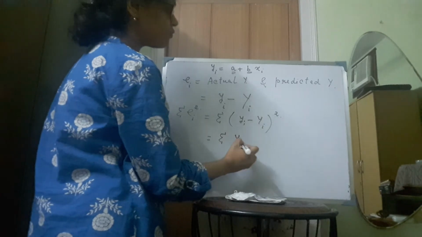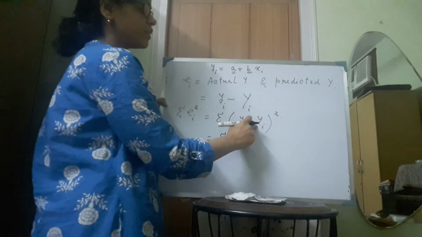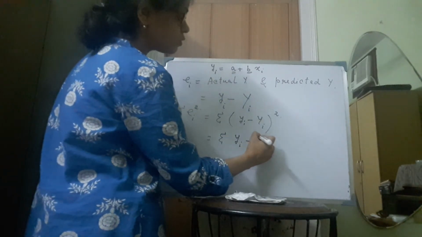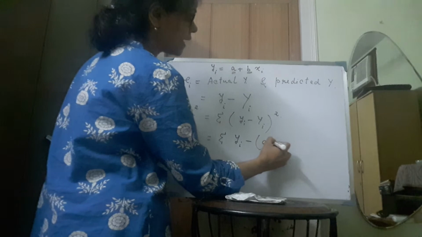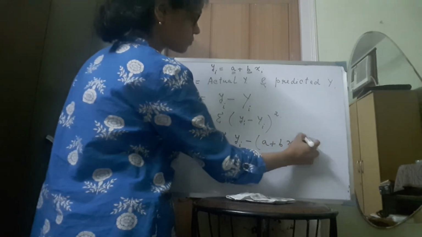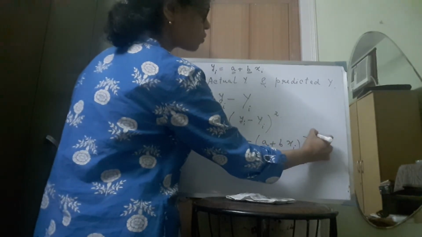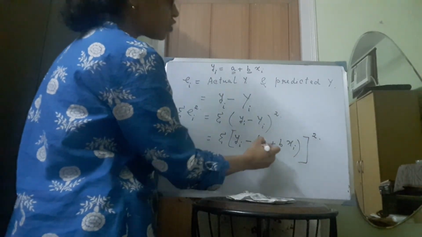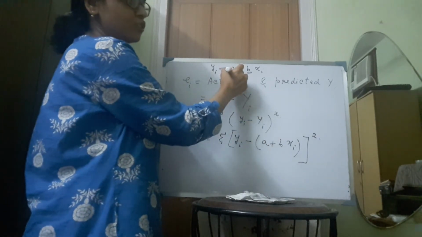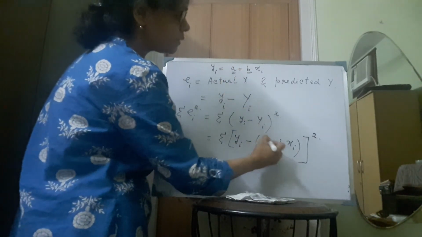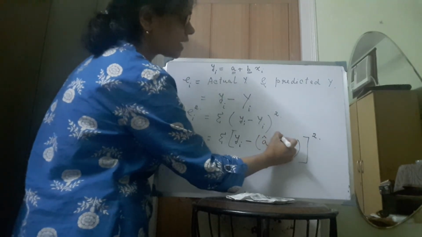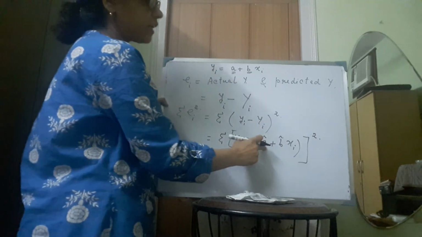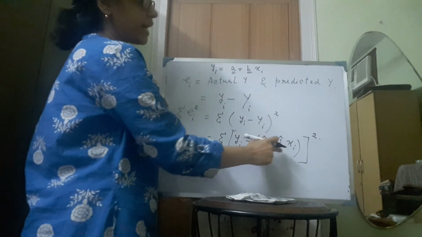Now this is the actual value of yi. What is the predicted value of yi? The predicted value of yi is equal to a plus b xi. So in place of capital Yi we can write a plus b xi whole square. Now since we are predicting here, we will not get the actual a and actual b. So a and b are to be replaced by a hat and b hat. So a hat and b hat are the estimated values of a and b. That is why we are replacing a and b by a hat and b hat.